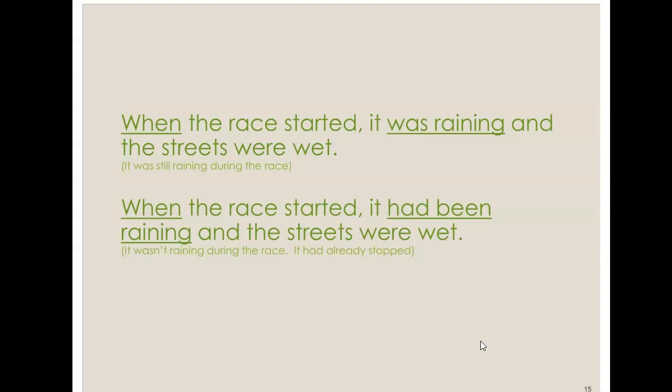So, when the race started, it was raining and the streets were wet. When the race started, it had been raining and the streets were wet. Which was in the first sentence, yes? When the race started, it was raining and the streets were wet. It was still raining during the race. In the second, it wasn't raining during the race, it had already stopped.